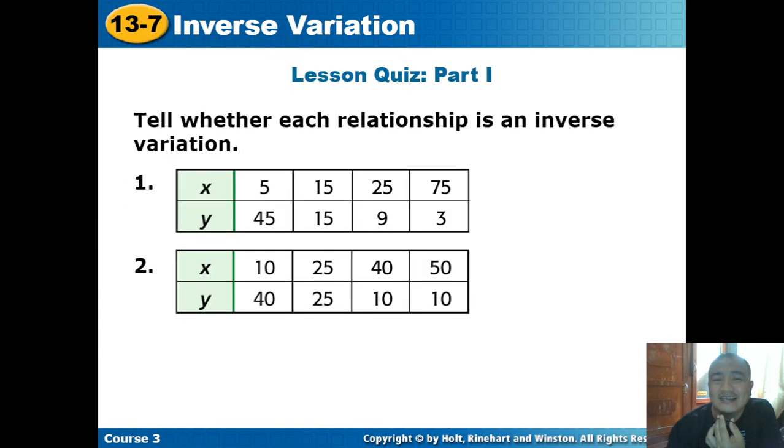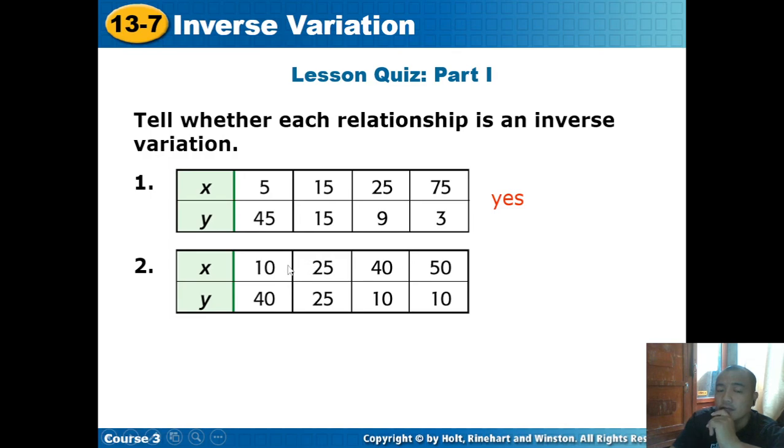So let's now have our lesson quiz part 1. Tell whether each relationship is an inverse variation. For number 1, what do you think? Yes. We multiply x and y for each coordinate here, and it will result in the same constant of variation.